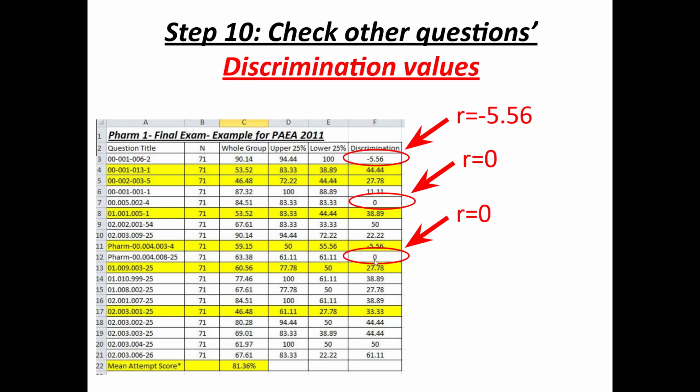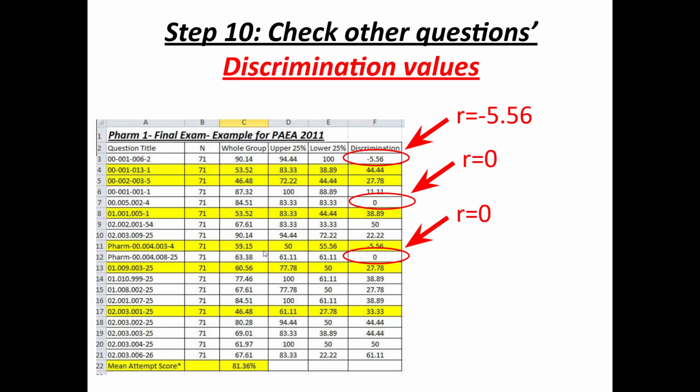Once again, zeros I might look at a little more carefully, because a 0 means that the same number of people in the lower quartile for the exam missed it as in the highest quartile. And with the difficulty being a little lower, 84% and 63%, that's another one I want to go back and look at the response distribution to see what's going on there.